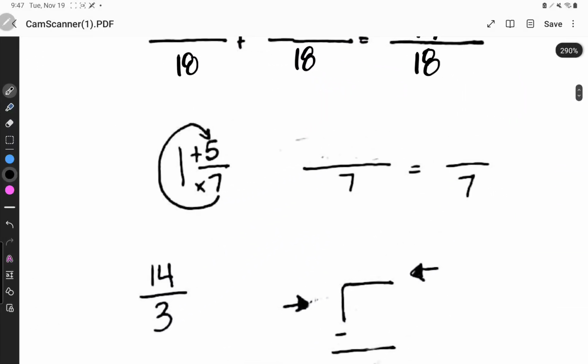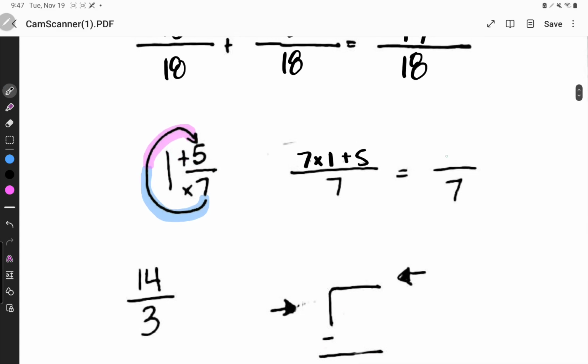The next section is how to turn a mixed number into an improper fraction. We do the Texas method. So we start down here at the bottom of the arrow, and we start by doing 7 times 1. And then after that, we finish by adding the 5. So 7 times 1 is 7, plus 5 is 12. So that's it as an improper fraction.